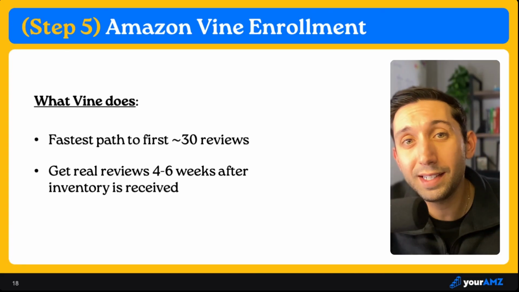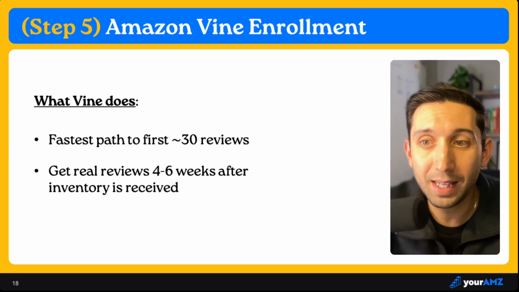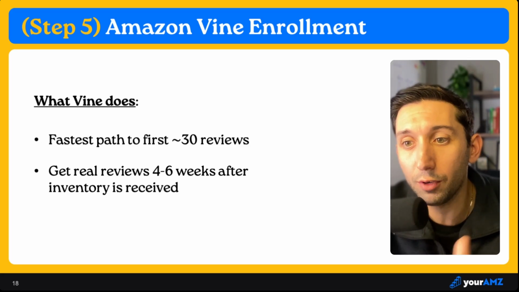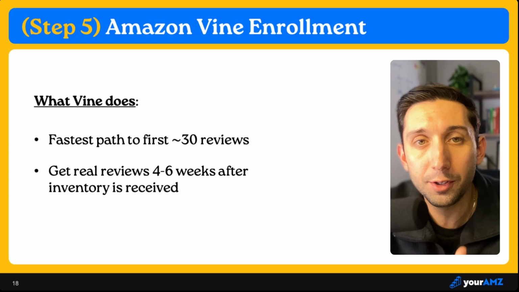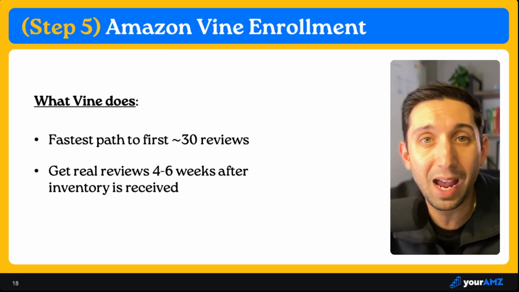So now we have a fully designed listing page with inventory, and that product has been added to the brand store. Step number 5 is Amazon Vine enrollment to get our first reviews. So what Vine does is it's the fastest path to the first 30 reviews, and you can get real reviews within 4 to 6 weeks after your inventory is received at Amazon FBA.